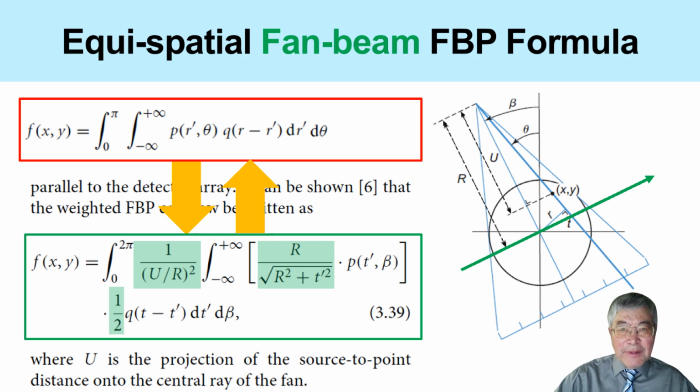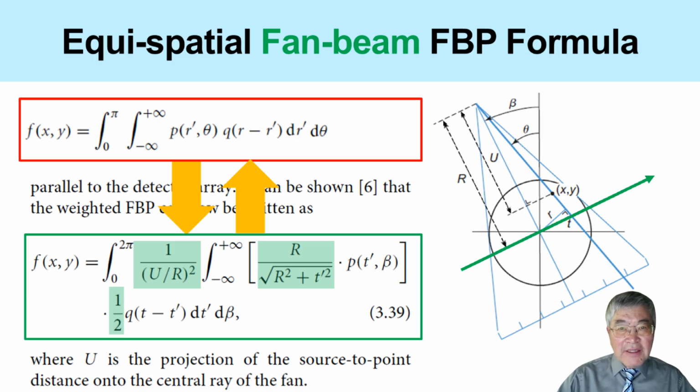A full fan beam scan goes from 0 to 2 pi or 360 degrees. But in parallel beam CT, pi or 180 degrees is enough because the same line integral is repeated from the opposite direction.